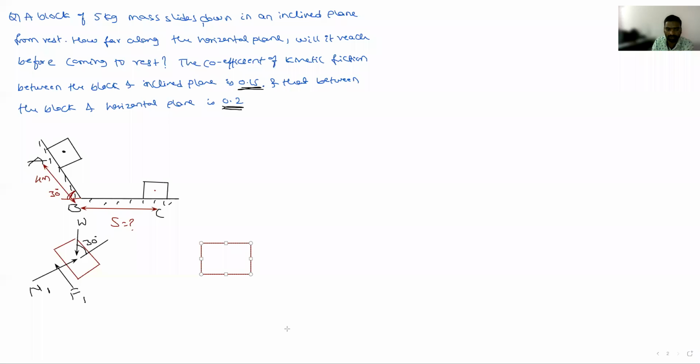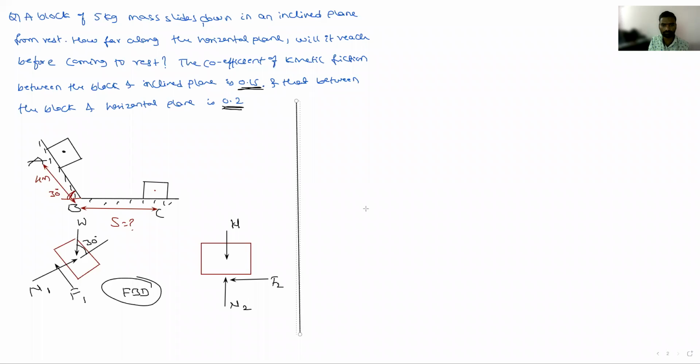Then for the second case, what forces are acting on the body? Weight is acting downward. The body is moving in the right direction, so the frictional force is in the left direction, and there is the normal reaction. Is there any other force? No. So this is W, this is F2, and this is N2. Correct? So now you can write down this FBD. Consider FBD. Is everyone understanding? Yes, sir.